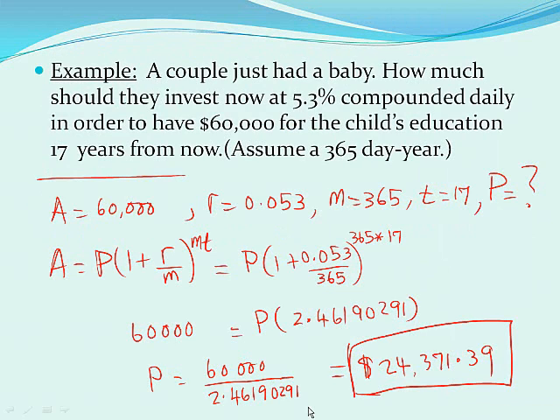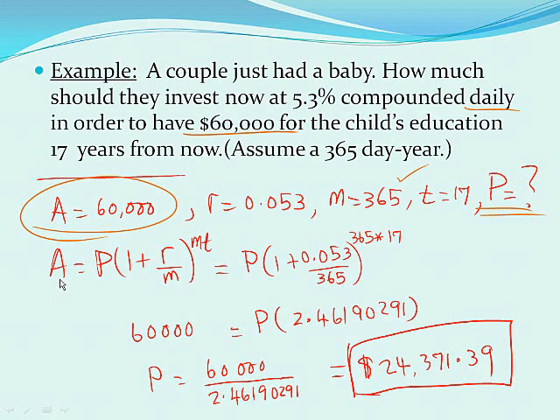One more example, a couple just had a baby. How much should they invest now at 5.3% compounded daily in order to have $60,000 for the child's education 17 years from now? Assume a 365-day year. $60,000 is the amount after 17 years. So we will take the value for A as 60,000. The rate is given and the frequency is 365. We need to calculate the value for P.